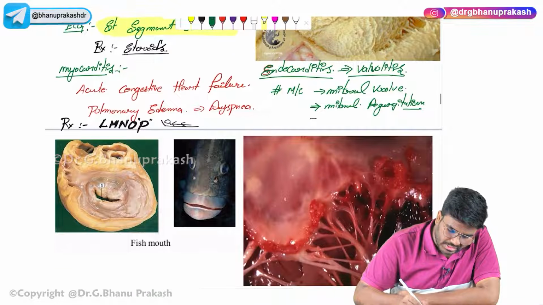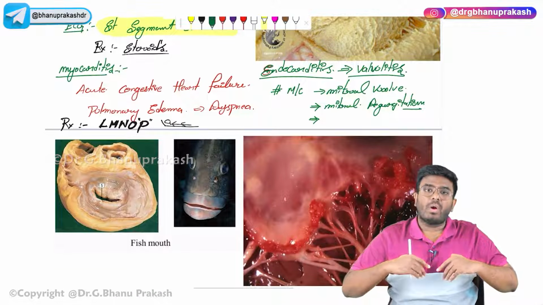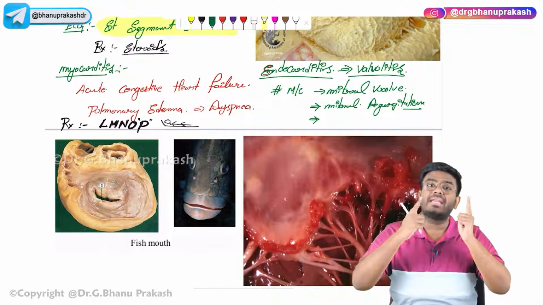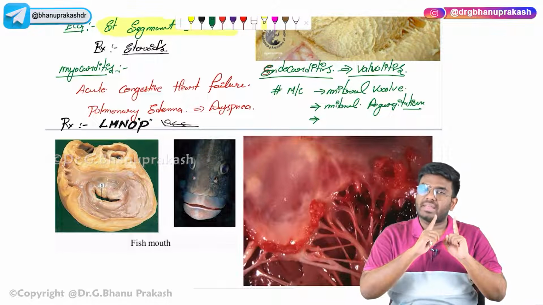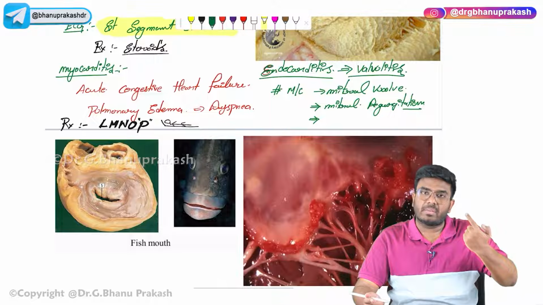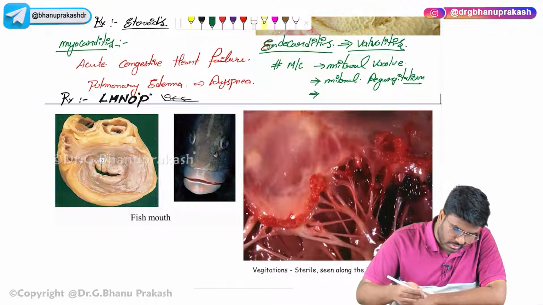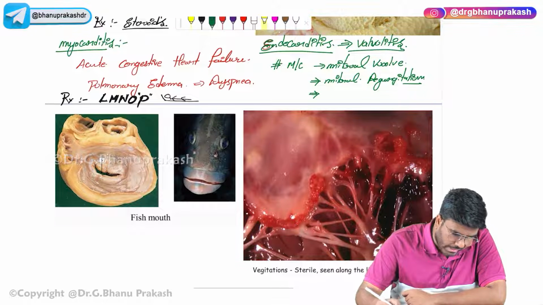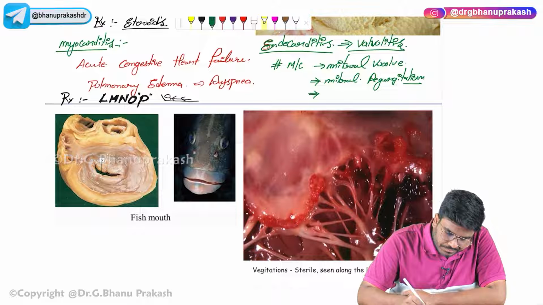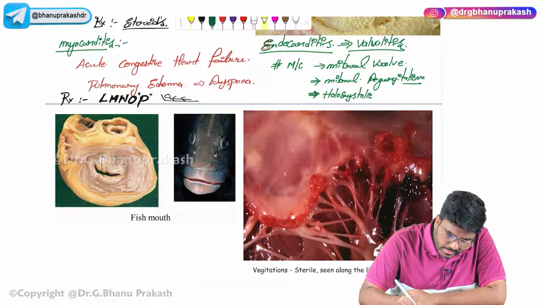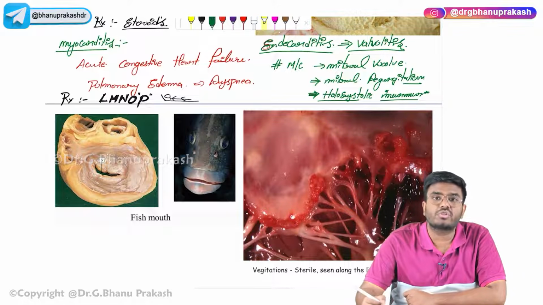Because of the mitral regurgitation, whenever the mitral valve is not closing properly, what will happen? There will be regurgitation of blood back into the left atria. Now this regurgitation of blood is definitely going to cause a murmur. So what is that murmur? The patient with acute mitral regurgitation is going to have a holosystolic murmur.